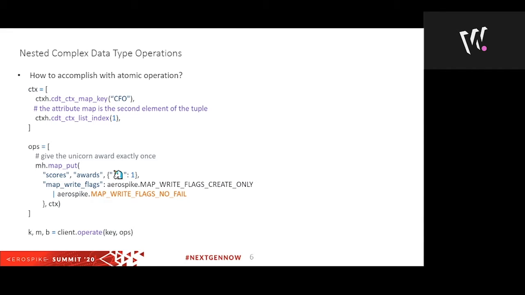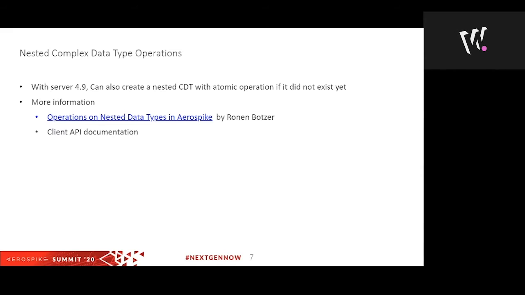In this map put, we end up putting the scores bin with this awards, and you can also see that we added that. We could also have put another operation in here to update the other user, as you saw in the previous slide. In this case, I'm just showing this one for simplicity.